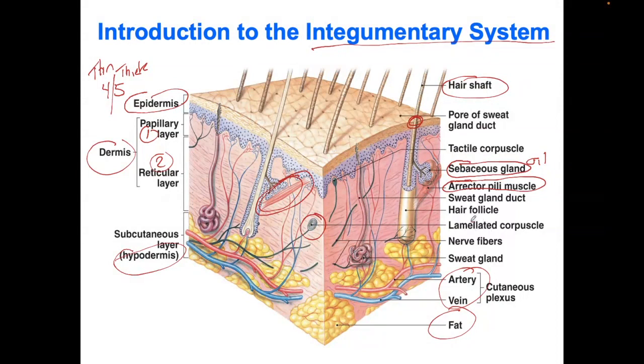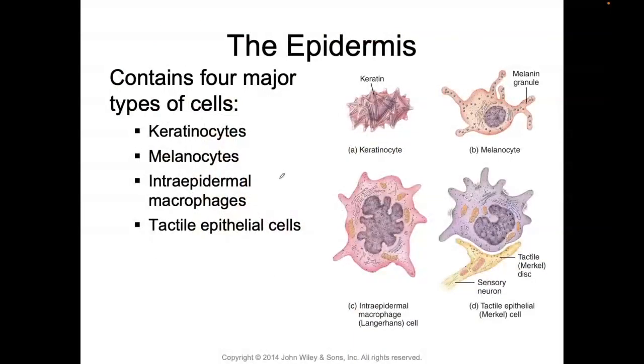And then we got nerve stuff. We've got lamellated corpuscles. These are pressure receptors. And then we have sweat glands. That's a sweat gland. So we got a lot going on here, right? A lot going on with the skin.